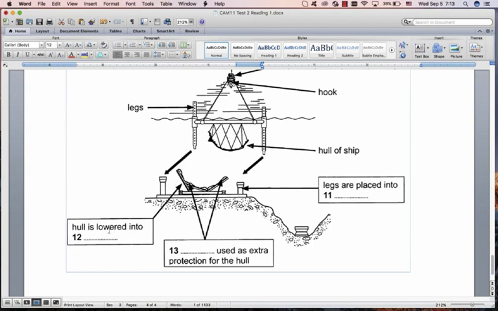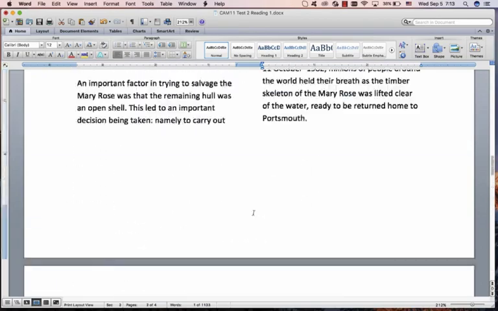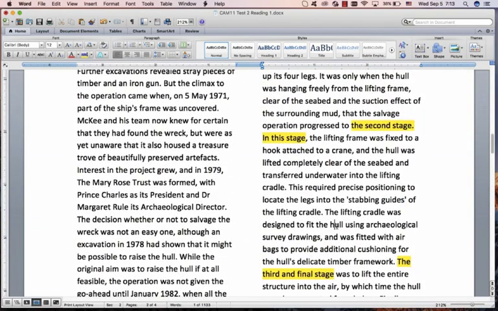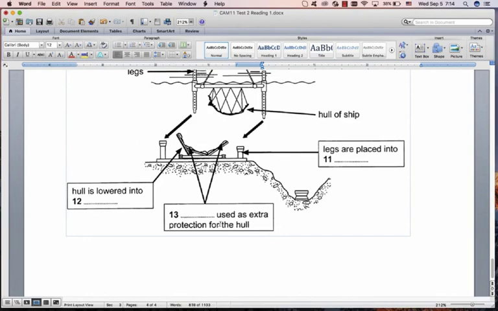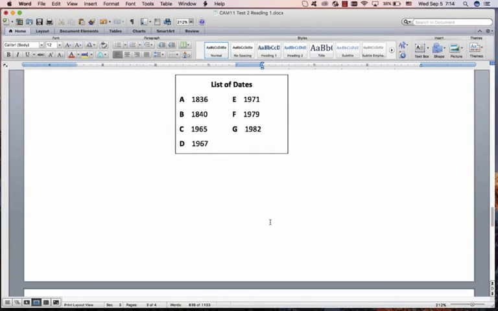12, the hull is lowered into, another into. Now what they've done here is they've gone back. I'm looking for hull lowered into. I can't see anything here. So always with a diagram, they go back. Here's stabbing guides, but they've gone back to this sentence over here. So the hull was lifted and transferred into the lifting cradle. Slightly difficult if you were looking for it over here because you wanted to go forward. The hull is lowered into the lifting cradle, used as extra protection for the hull.